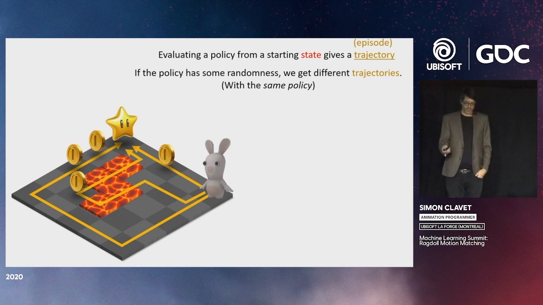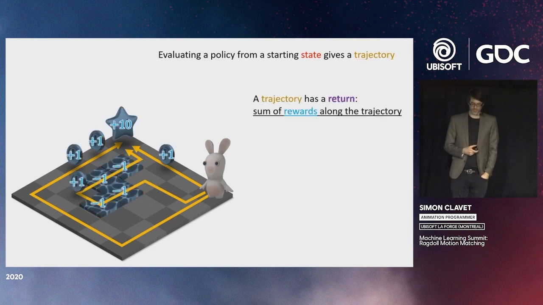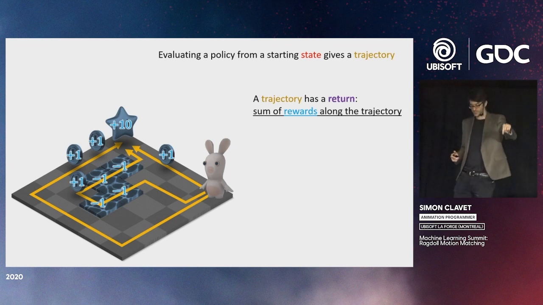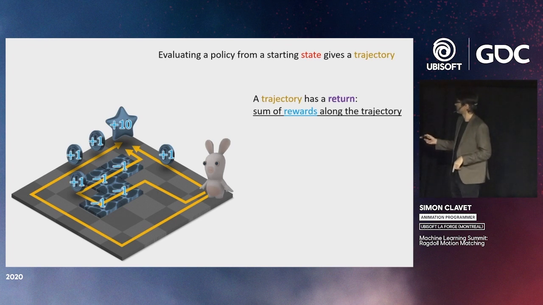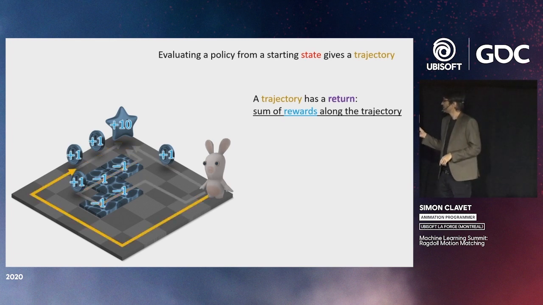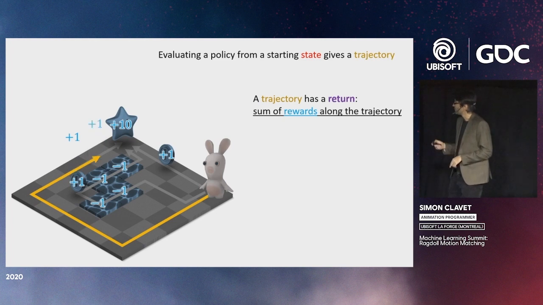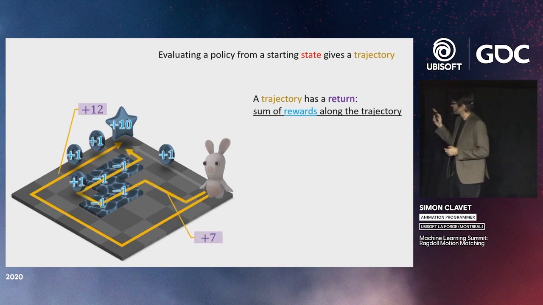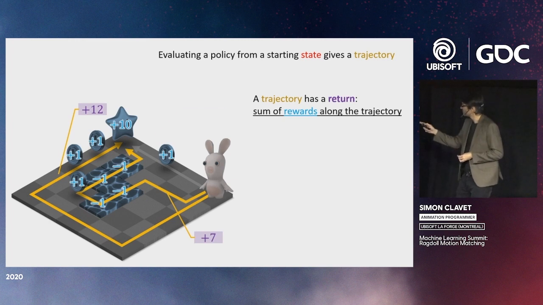And now we need to define another thing. What's the return of a trajectory? It's the sum of rewards along the trajectory. You just sum all the rewards that you got along the trajectory, and it gives you a return. Like this trajectory there: you sum the rewards you get, +1, +1, +10. So the return of this specific trajectory is 12. But with the same policy, you get different trajectories with different returns.